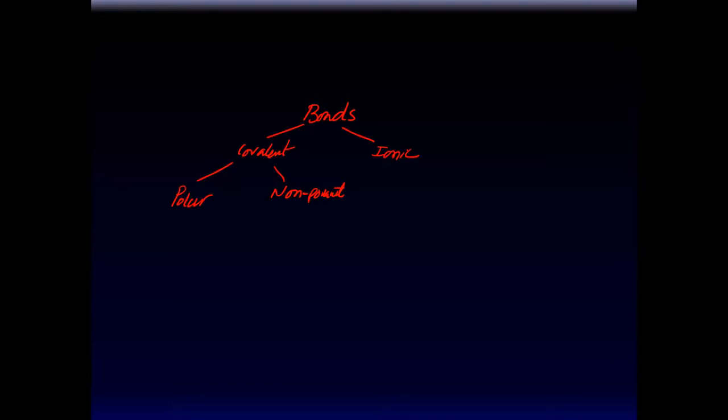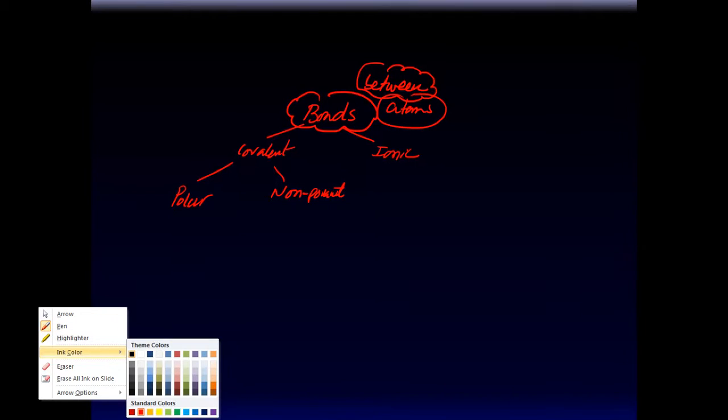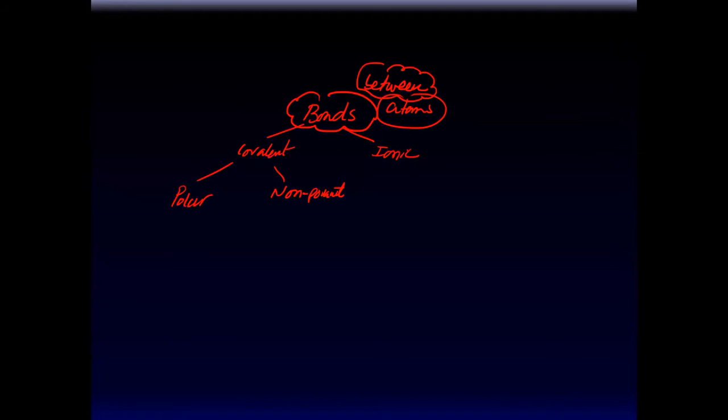Now these types of bonds are between atoms. This type of bonding is between atoms. Now atoms can interact with each other outside of this, and there can be other interactions between atoms. And we talked about this one already.